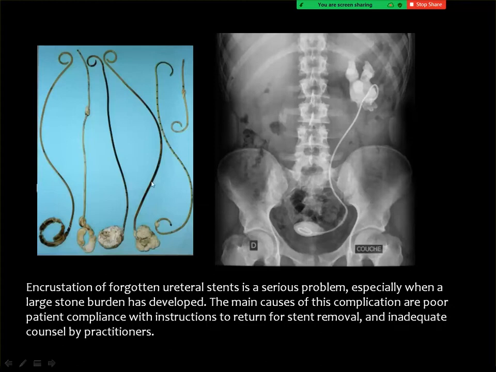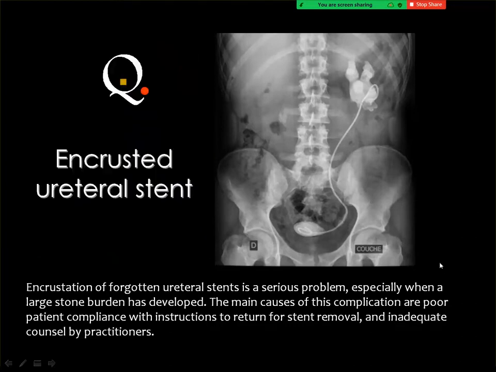unless otherwise you got incrustation of the ureteric stent, and also you got deposition of calcium and the stones along the course of the stent. This is known as encrusted ureteric stent.